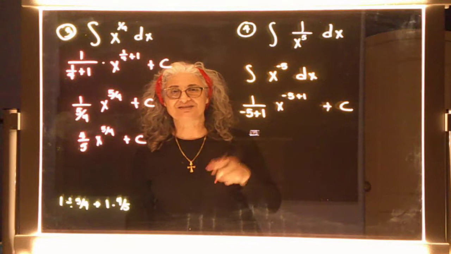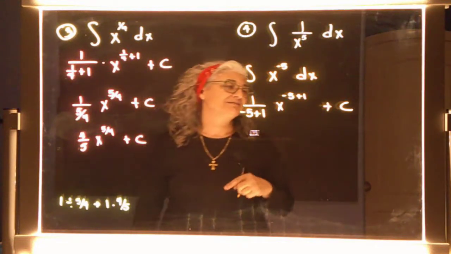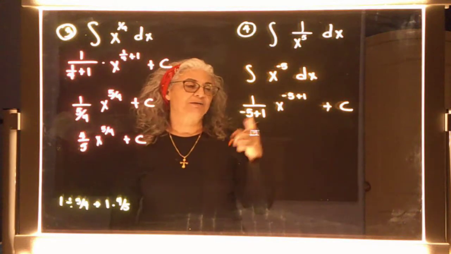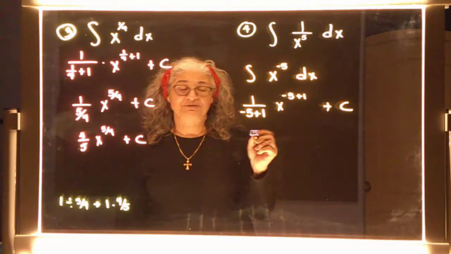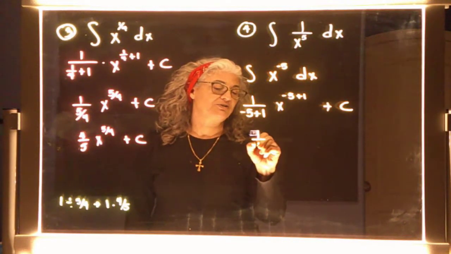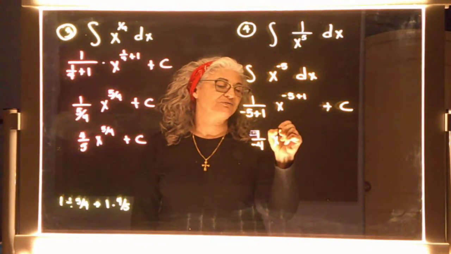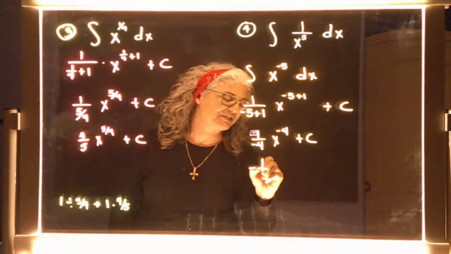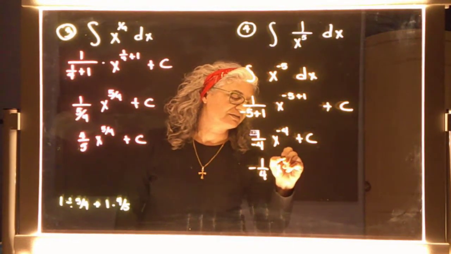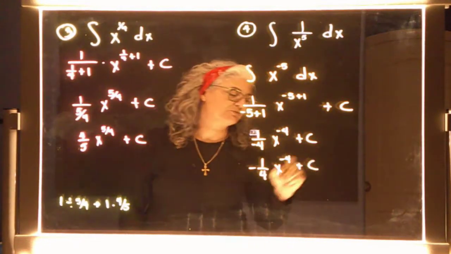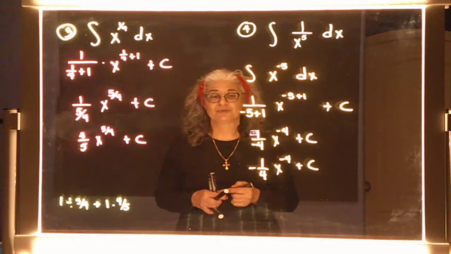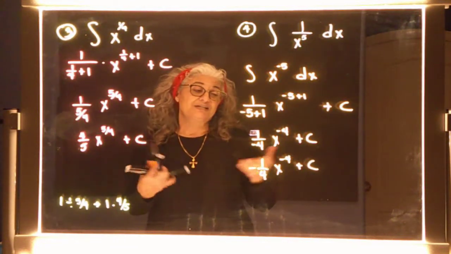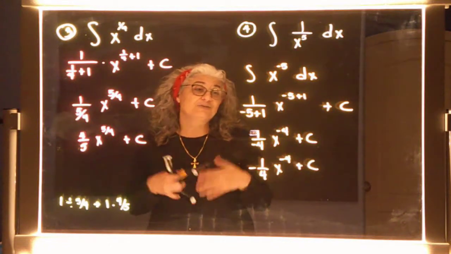If you don't put the plus c there, it's not quite right. You'll get points taken off. I don't want to see you get points taken off. Okay, negative 5 plus 1. Good. 1 over negative 4, x to the negative 4 plus c, and you could put it as negative 1/4 with the negative out in front, which is the way we prefer it anyway, right? We don't usually have the negative in the denominator. We like the denominator to be without a negative and without a fraction.